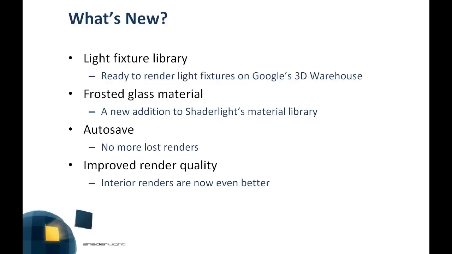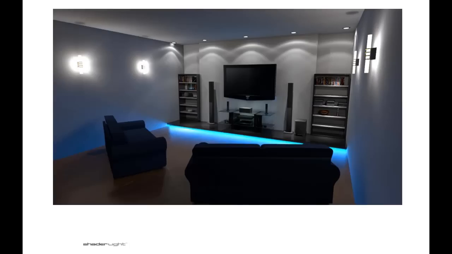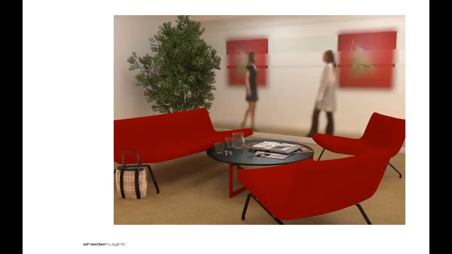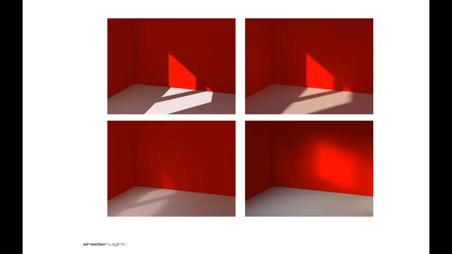The first thing we're going to demo is the new light fixture library. It's been created in conjunction with Visa Lighting, one of the world's leading decorative light fixture manufacturers. Following this, Martin will be taking you through our newest material, which is proving to be very popular so far, and that's frosted glass. A couple of other developments in 2.1 include an autosave function, which is incredibly handy and means no more lost renders. On top of this, we have some quite impressive GI improvements for those internal scenes you guys are working on. Martin's going to be taking you through these in just a few moments.